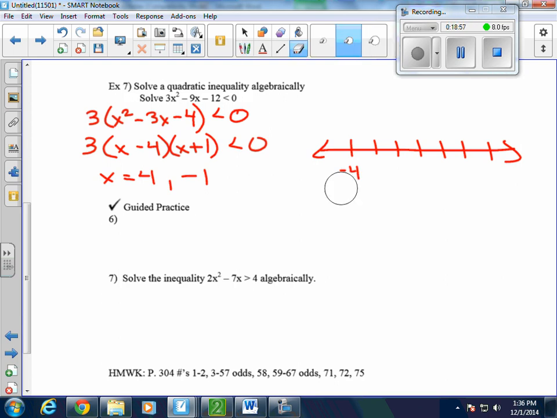So negative 2, negative 1, 0, 1, 2, 3, 4. We want to find out where our values are positive and negative. If we were going to do this algebraically, we know that here are my intercepts, negative 1 and 4. That's the point where they change directions. So is our solution going to be in between those, or outside of those? All you have to do is pick a test point. I'm going to pick 0.